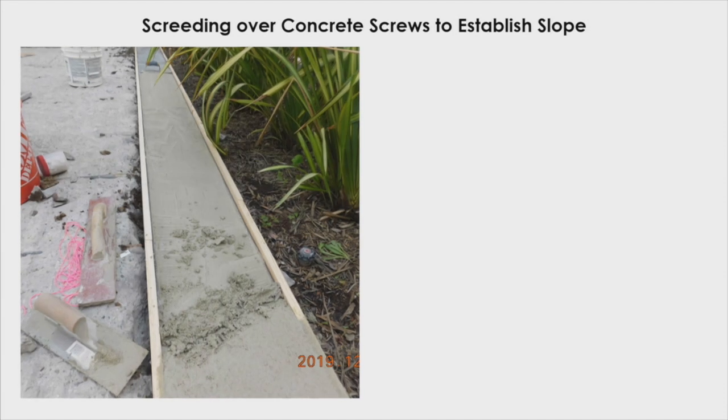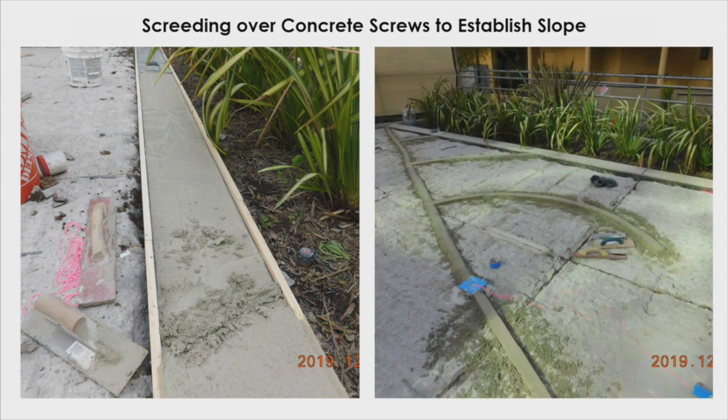So here we put in our perimeter screeds. This is where we use a dry pack mortar to establish those so we could screed off of them. And again, in order to have an accurate slope that was continuous within plane.